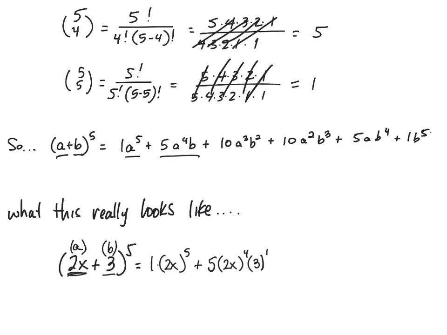This is synonymous to 5 times a to the 4th times b. Here we have 5 times a to the 4th times b. Now we move on to the third term, which has a coefficient of 10. So 10, and then the a term, which is the first term there, is raised to the 3rd power. So we have 2x raised to the 3rd, and then we increase that power.